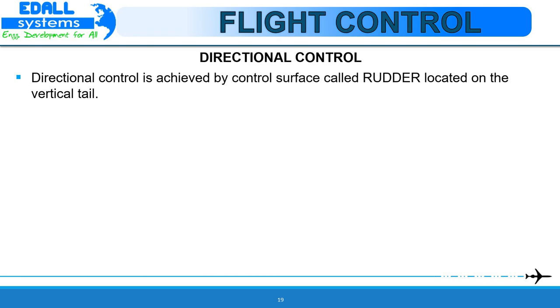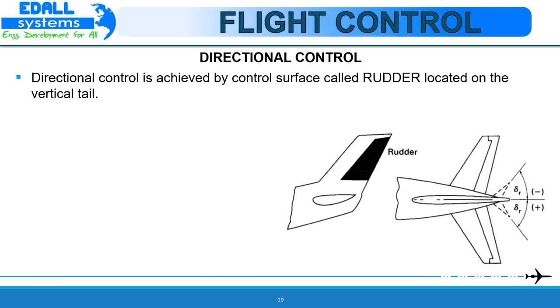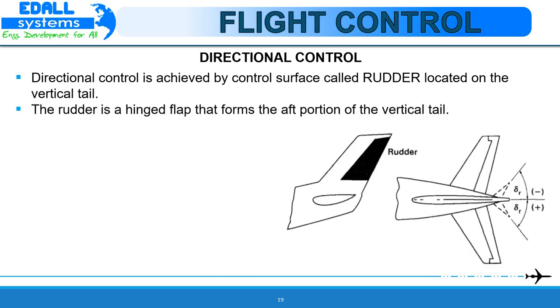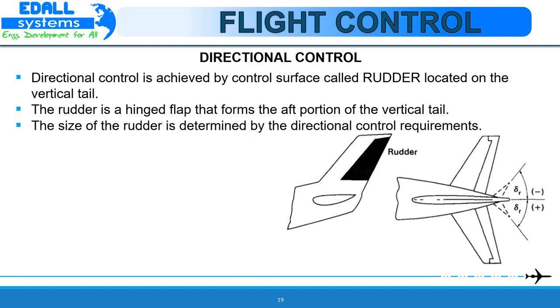Direction control. Direction control is achieved by a control surface called the rudder, located on the vertical tail. The rudder is a hinged flap that forms the aft portion of the vertical tail. The size of the rudder is determined by the direction control requirements.